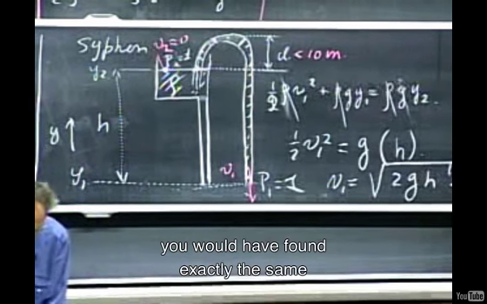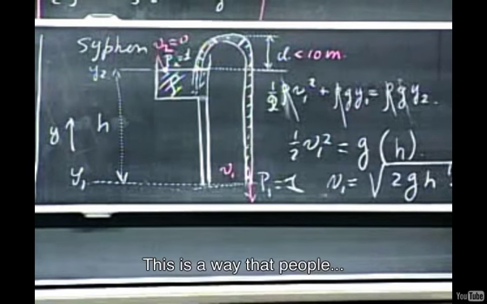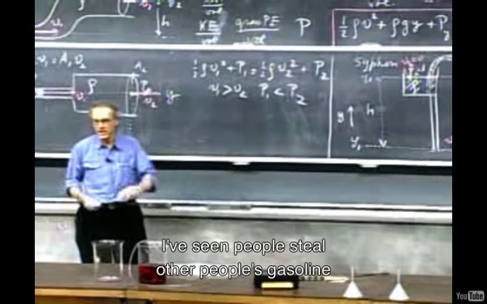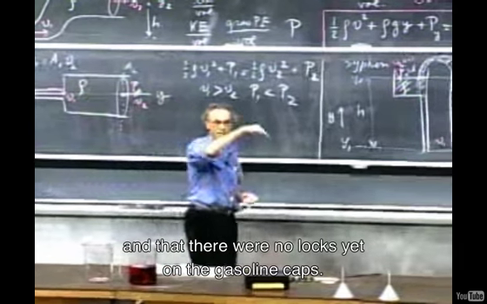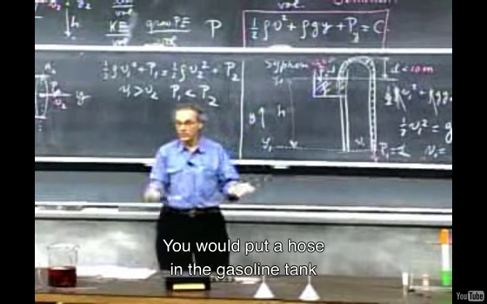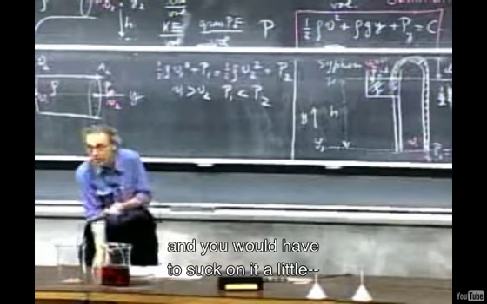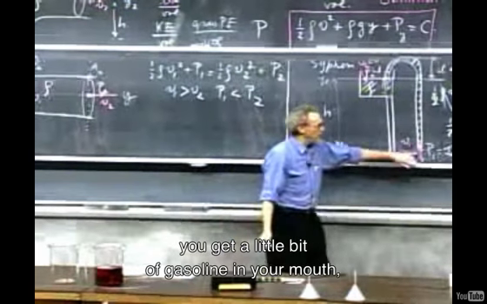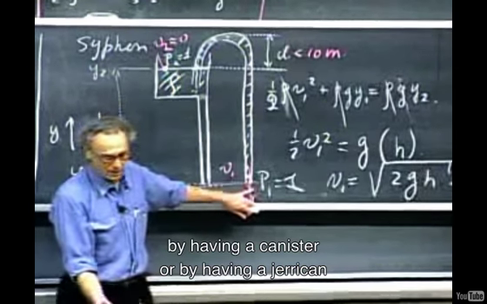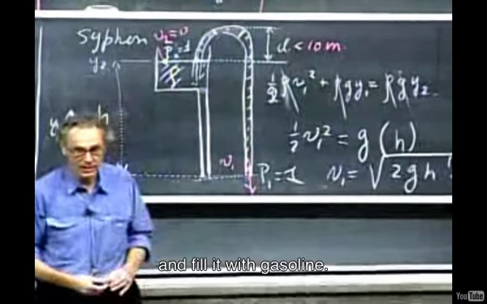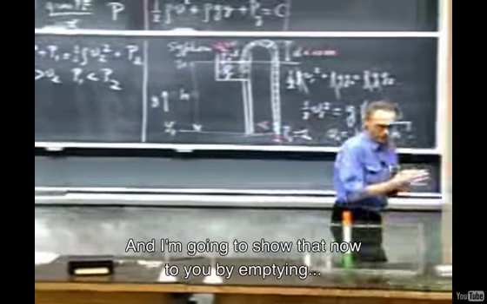This is a way that I've seen people steal other people's gasoline in the time that gasoline was very scarce and that there were no locks yet on the gasoline caps. You would put a hose in the gasoline tank, and you would have to suck on it a little. You have to sacrifice a little bit. You get a little bit of gasoline in your mouth, and then you can just empty someone's gasoline tank by having a canister or by having a jerry can and fill it with gasoline. And I'm going to show that now to you by emptying, that's still cranberry juice, by the way, from our last lecture.